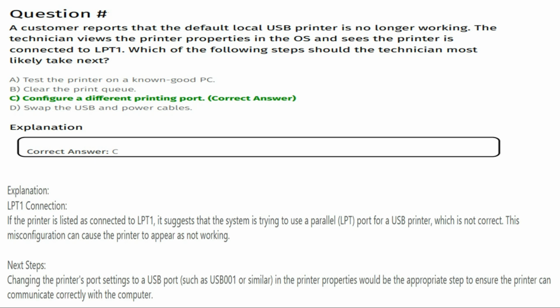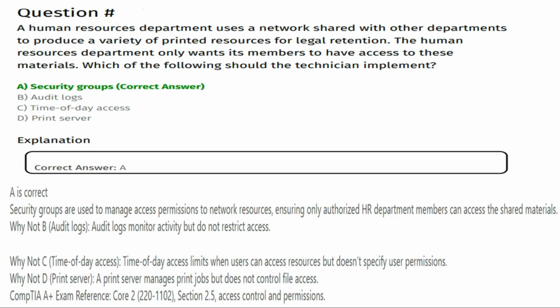And the explanation is, LPT1 connection. If the printer is listed as connected to LPT1, it suggests that the system is trying to use a parallel LPT port for a USB printer, which is not correct. This misconfiguration can cause the printer to appear as not working. As for the next steps, changing the printer's port settings to a USB port such as USB001 or similar in the printer properties would be the appropriate step to ensure the printer can communicate correctly with the computer. That's why the correct answer for this question is configure a different printing port. So let's move to the next question.